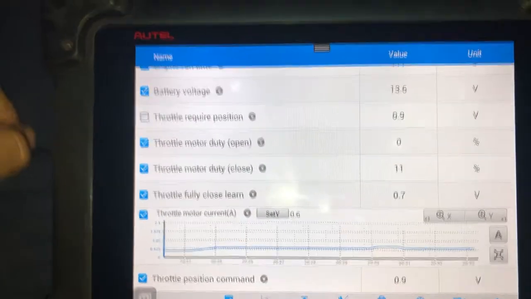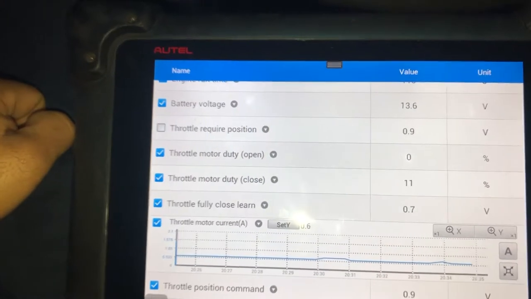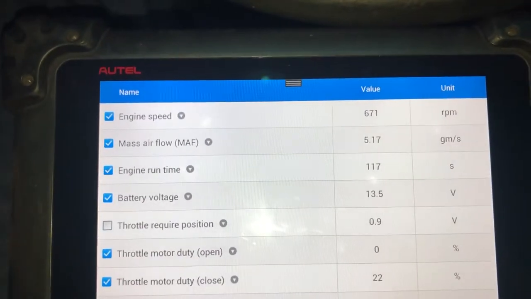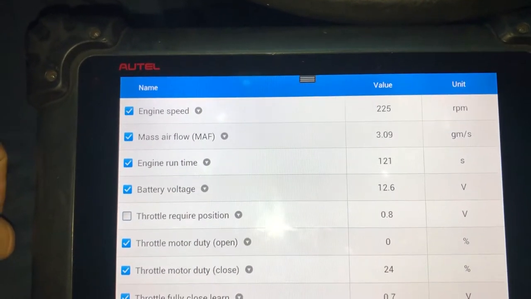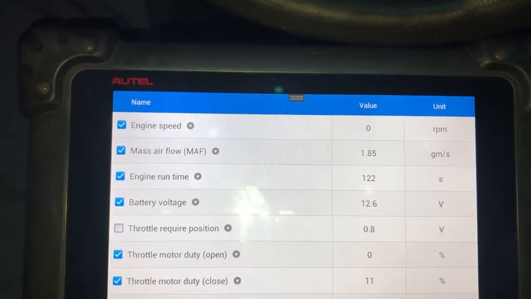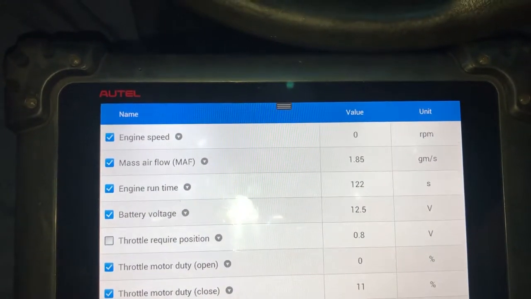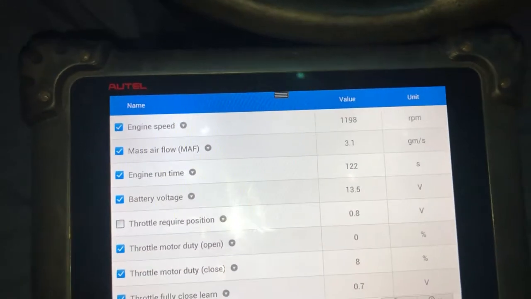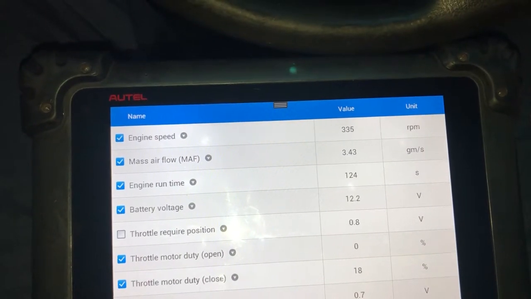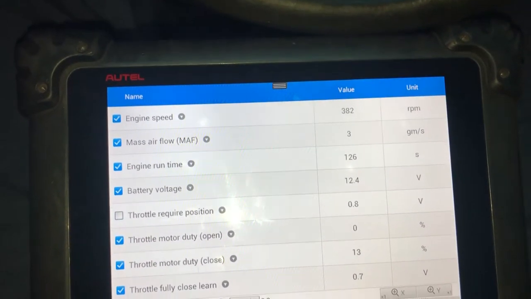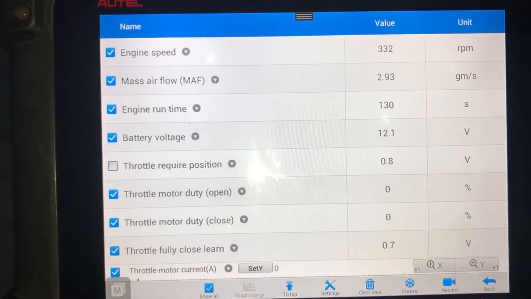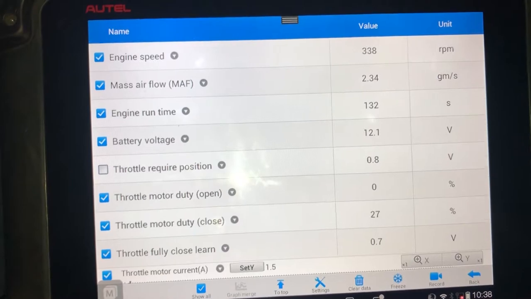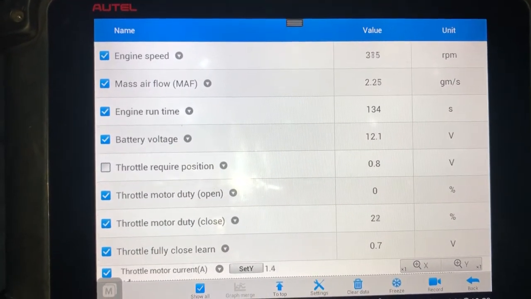Okay, so I'm gonna let it idle and see what happens. And I gotta feather it to idle, otherwise it'll stall. There, it stalled. Alright, I'm gonna start it back up again. Okay, it's at idle right there. First of all, I see that the RPMs are way too low.